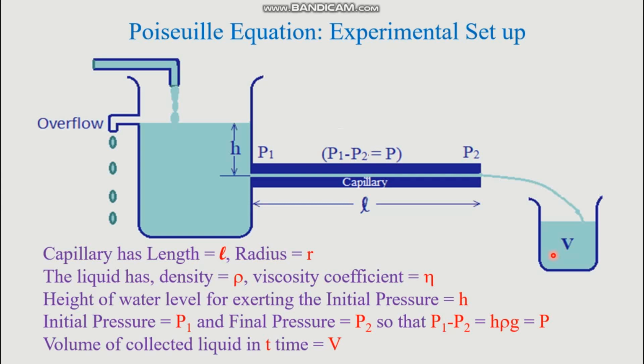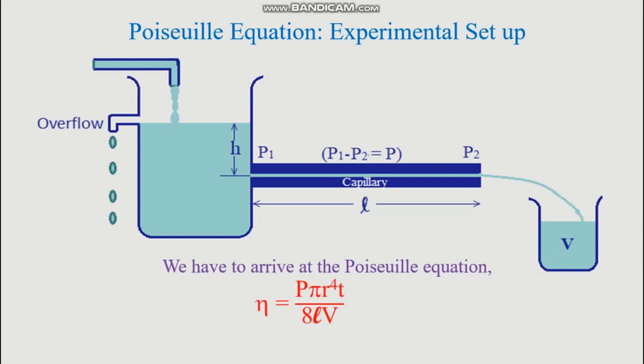And from these parameters, we have to arrive at the Poiseuille equation, which is eta equals P pi r to the power 4 over 8 LV. And if you put the value of P as h rho g, then it becomes h rho g pi r to the power 4 t by 8 LV.